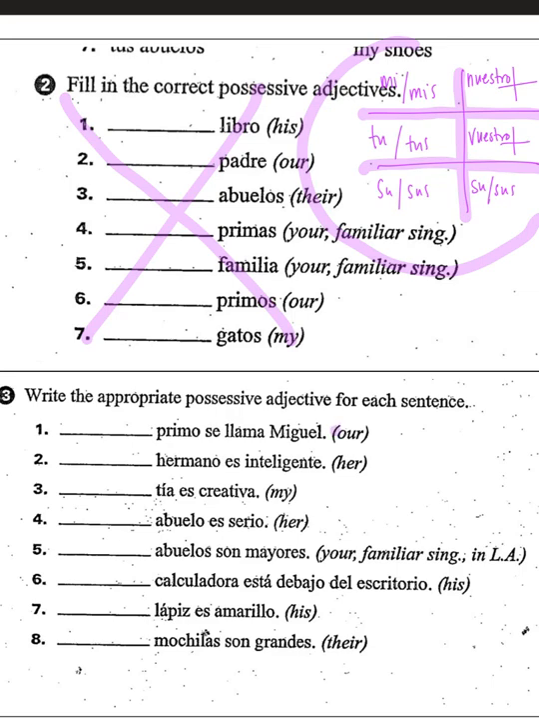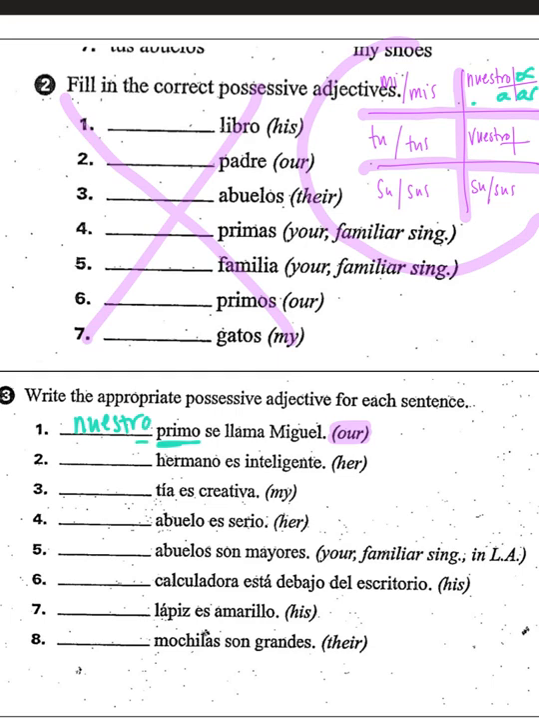All right, so "our." That tells me which box to go to. "Our" is going to be box 4. So box 4, right? I see I have 4 options: nuestro, nuestra, nuestros, nuestras. How do I know which one of the 4? I have to look here. Primo. So that's going to match with nuestro.